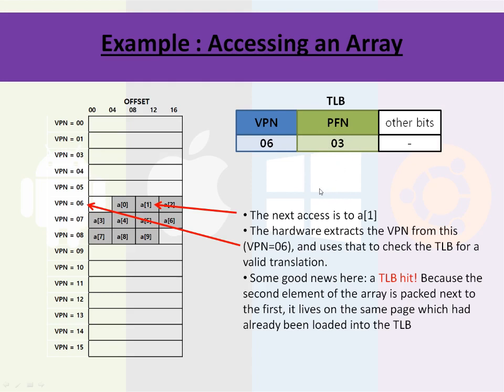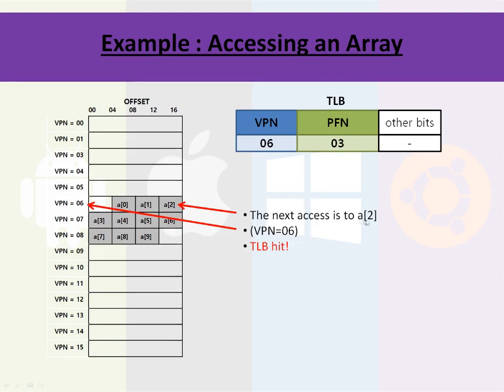Now, because the second element of the array is packed next to the first, it lives on the same page which had already been loaded into the TLB, and that's why it was a hit, right? This array element is on the same page as this array element. It's not at the exact same address because the offset's different, right? But it's on the same page. And all our TLB is mapping is between pages and page frames. So that's why we can utilize this to speed things up.